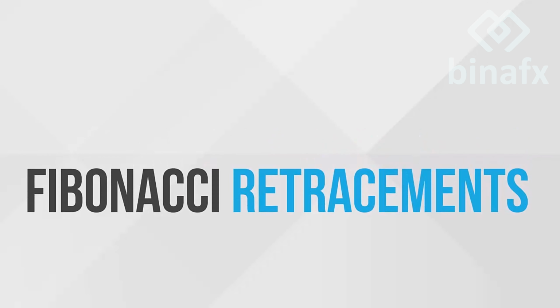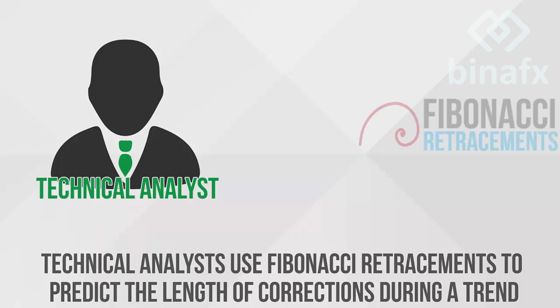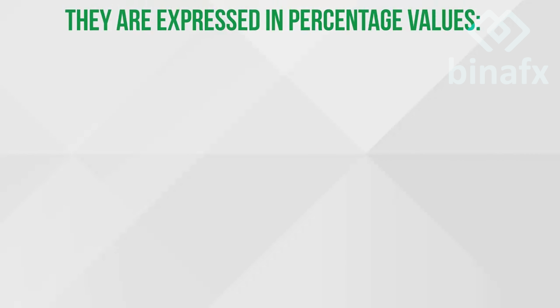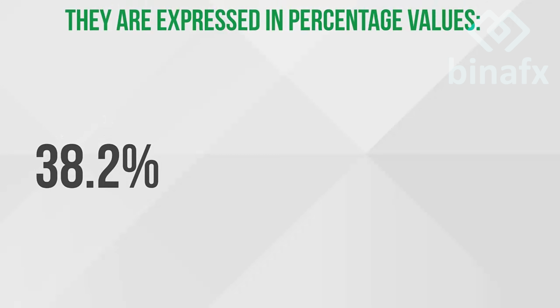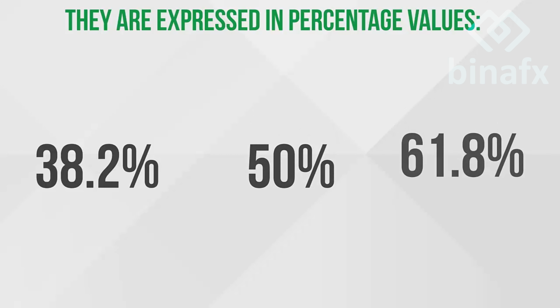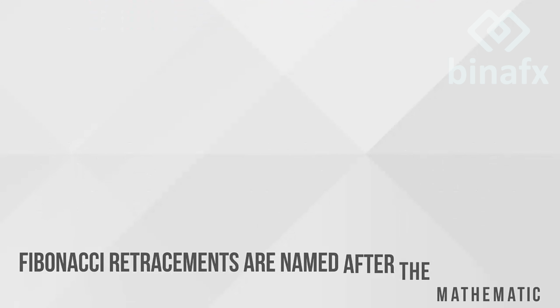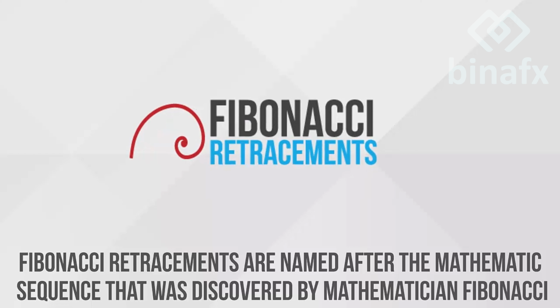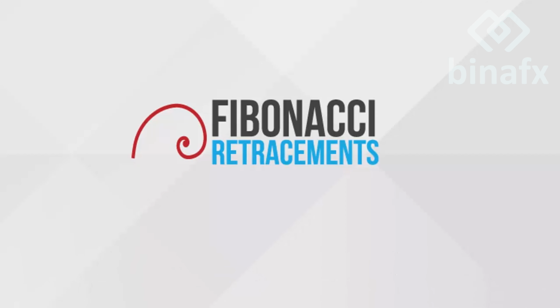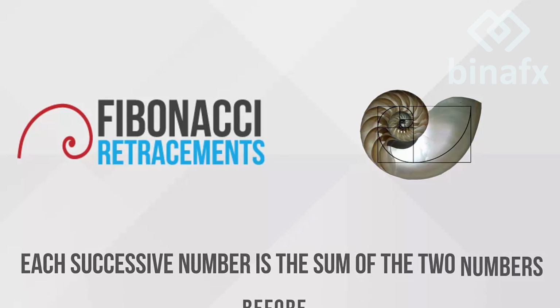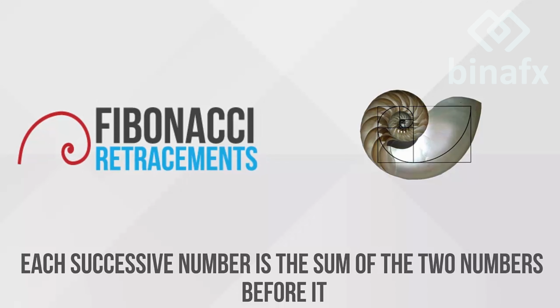Fibonacci retracements. Technical analysts use Fibonacci retracements to predict the length of corrections during a trend. They are expressed in percentage values, where 38.2%, 50% and 61.8% are the most popular retracement levels for Forex trading. Fibonacci retracements are named after the mathematic sequence that was discovered by a 12th century mathematician named Fibonacci. The sequence has been found in numerous situations in nature and essentially says that each successive number is the sum of two numbers before it.